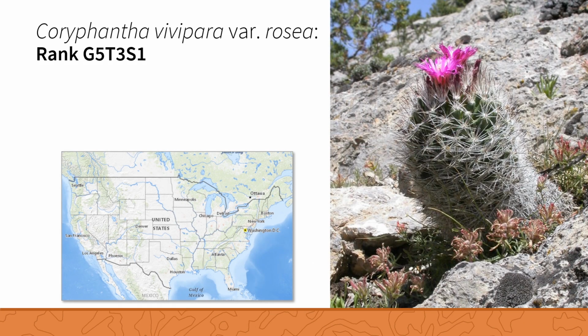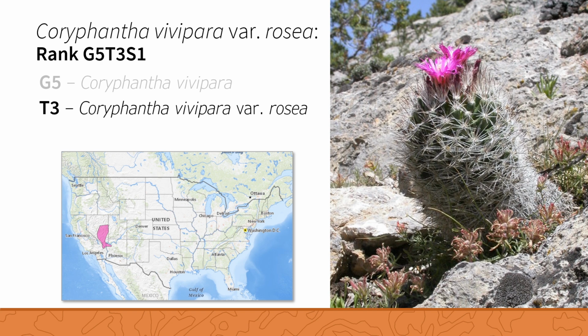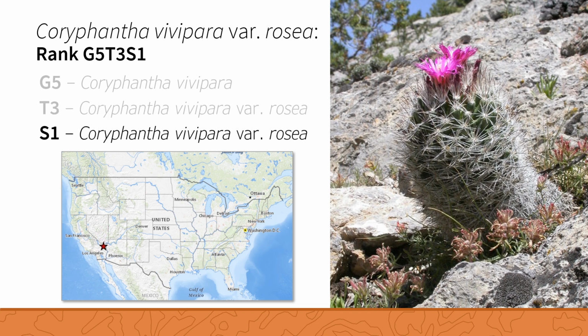As an example, let's look at Coryphantha vivipara variety rosea, an element ranked G5 T3 S1. This cactus is a G5 because the full species, Coryphantha vivipara, is a common cactus found from southern Canada through northern Mexico in the area in orange. It's a T3 because the variety rosea is restricted to a few mountainous sites within the deserts of southeastern California, southern Nevada, and northwestern Arizona, inside the pink area here. It has an S1 rank because in California it's only known from a few occurrences near the Nevada border in the small area shown by the star.